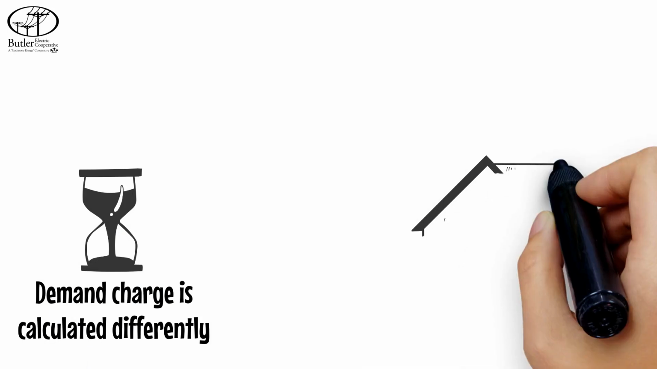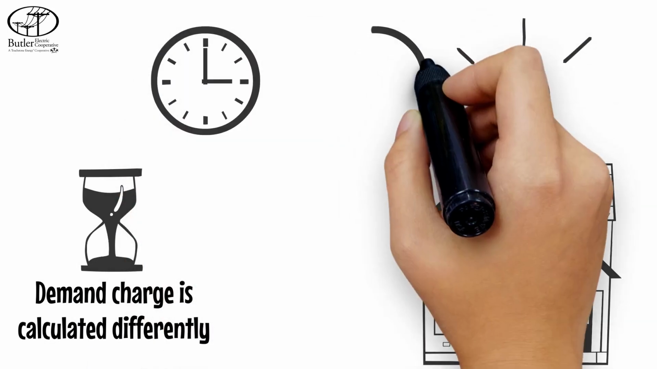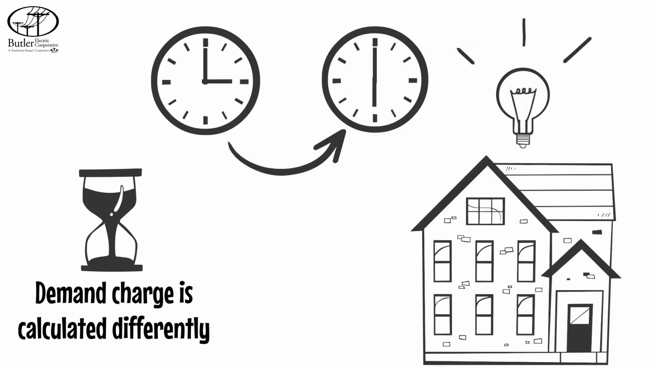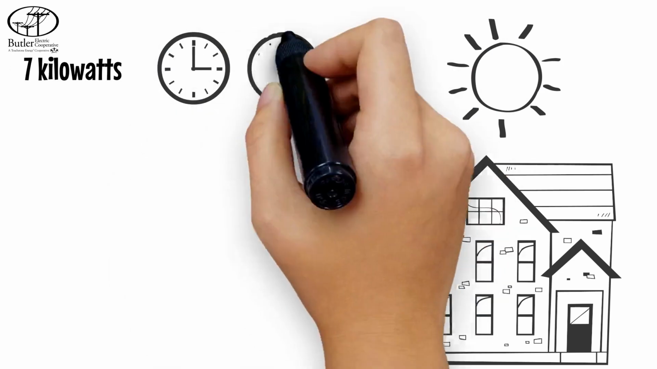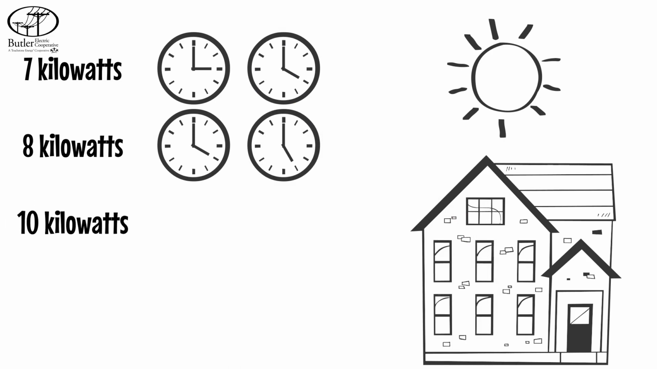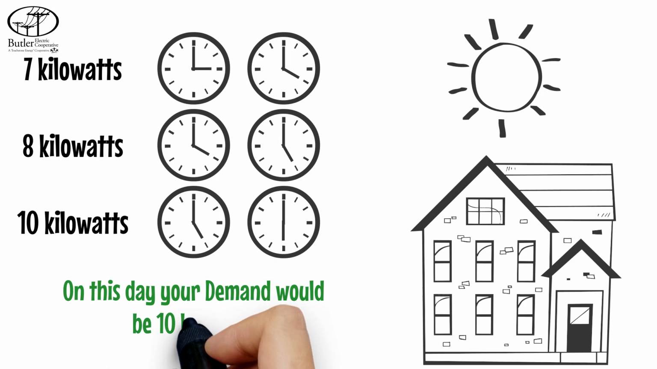We calculate your monthly demand by looking at your hourly usage during the peak hours of 3 p.m. to 6 p.m. weekdays. For example, let's say on a hot day in July, your home uses 7 kilowatts between 3 and 4 o'clock, 8 kilowatts between 4 and 5 o'clock, and 10 kilowatts between 5 and 6 o'clock. On this day, your demand would be 10 kilowatts.